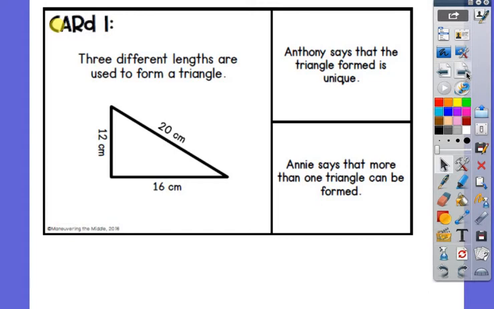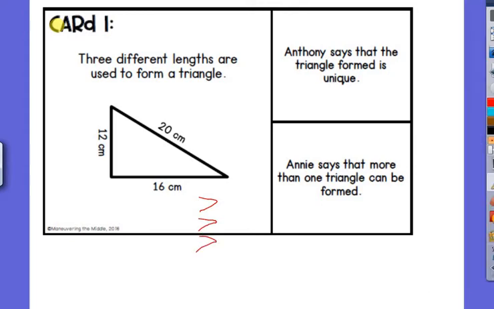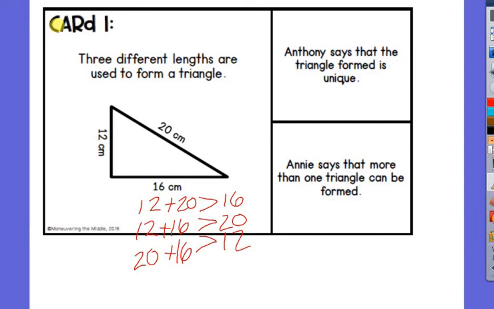So Anthony. It can't be Annie, but I need to double check and make sure Anthony is still correct. How do I do that? I do my 3 greater than problems. Pick 2 numbers. 12 and 20. Is that greater than the 16? Yes. I could do 12 and 16. Is that greater than 20? Yes. I could do 20 and 16. Is that greater than 12? Yes. Okay, so can this form exactly 1? So Anthony would be correct, and this is what you would write for the because on box 1.